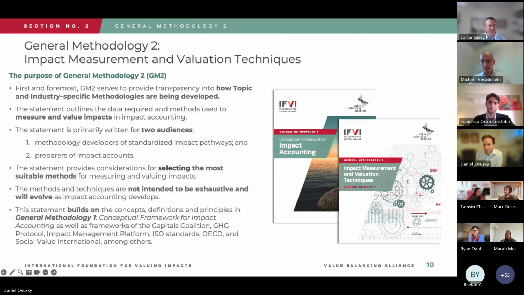And the key aspect here also is to really help selecting the most suitable methods to then have a comparable measurement and valuation of impacts. And really trying to not be already exhaustive here in the list that we provide, but we assume that this will also evolve as the impact accounting system will evolve over time. And it builds on the definitions, on the concepts, as well as the principles that we're setting out in our first general methodology statement, which is the conceptual framework for impact accounting.